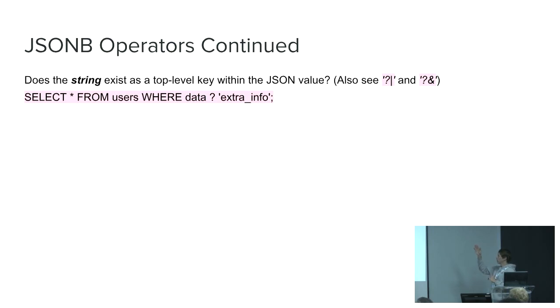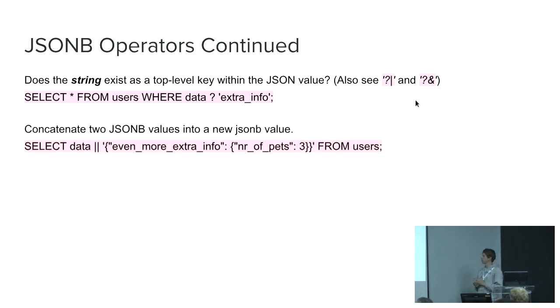The question mark with the pipe basically says where data contains some of these keys, and the question mark and says where data contains all of these keys. And that's the cool thing. You can then provide it an array. The solo question mark there takes one key, and the other two operators, you can give it an array, with one asking, do you have some of them, at least one of them, and the other, all of them.